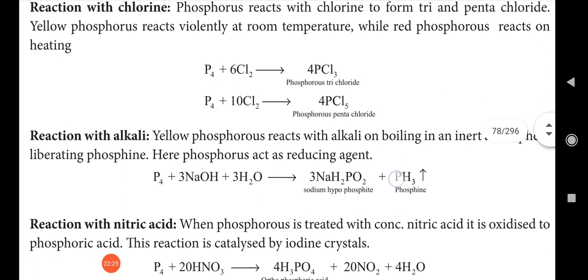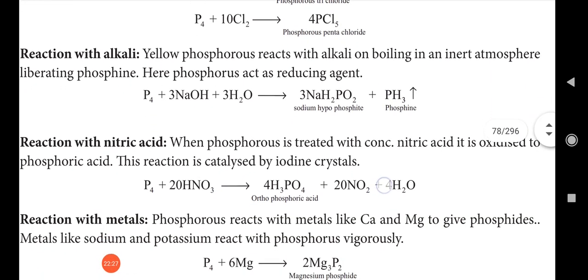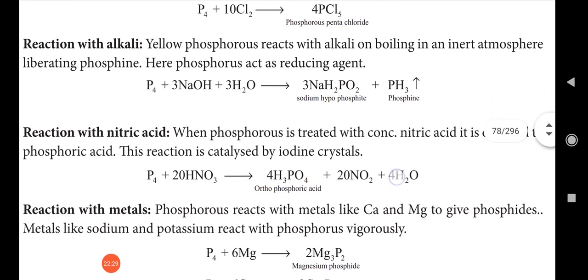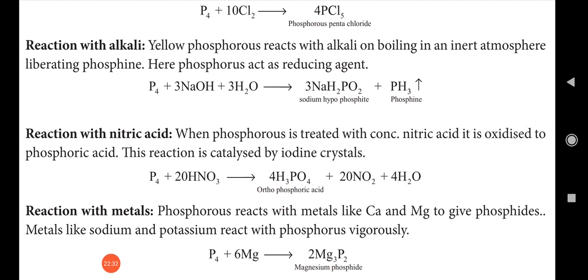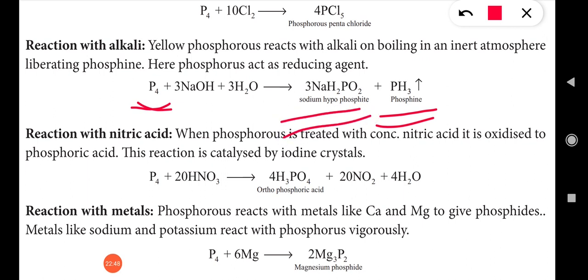Then reaction with alkali like sodium hydroxide or potassium hydroxide. Yellow phosphorus reacts with alkali on boiling in an inert atmosphere, liberating phosphine. This is phosphine. So here phosphorus acts as reducing agent. Also it will form sodium hypophosphite.